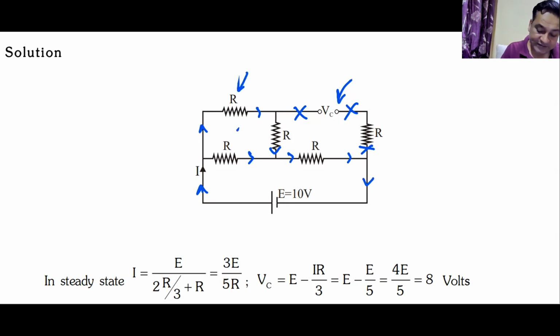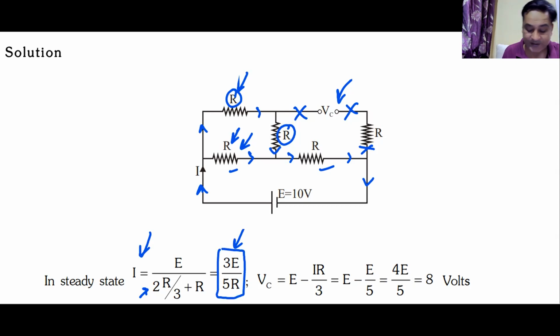This resistance and this resistance, they come in series first. Then it comes in parallel. R and R in series is 2R. 2R in parallel with R is 2R by 3. Then this 2R by 3 and R are in series, so it becomes 5R by 3. Yes or no? Yes, sir. So from there you get the value of I. I will become 3E by 5R. A very simple question on circuits.